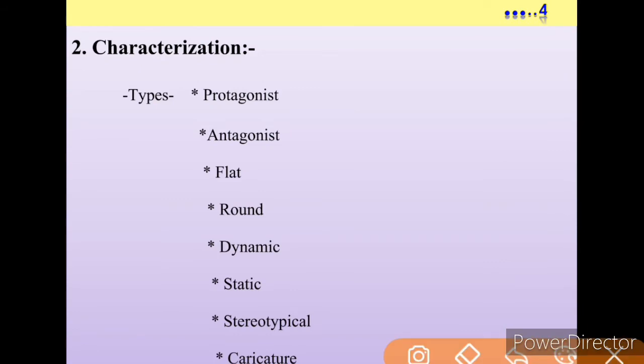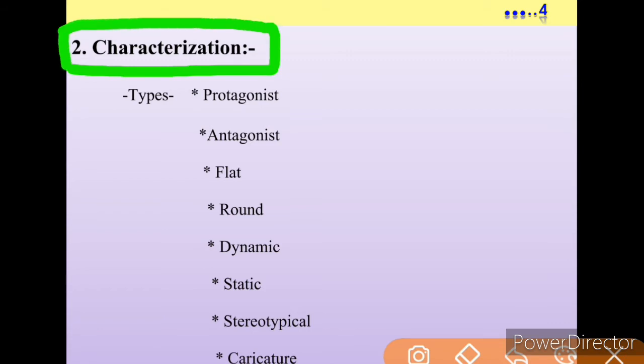Then we are moving towards the second element of the short story, which is characterization. Now here we are going to take a review of different aspects of the characters, or characterization, or character sketch, or character types. Characterization means the collection of characters or people in a short story.